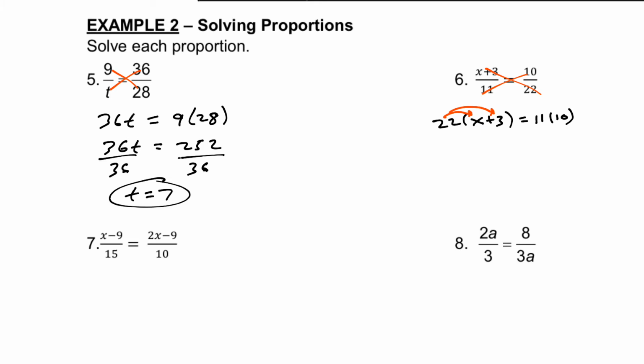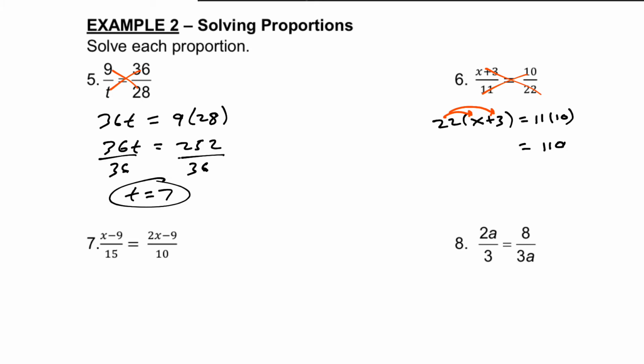Some of you might have noticed that the right-hand side of this is 110. And actually, you could have divided both sides by 22 because 22 divides evenly into 110. But if it didn't divide in there evenly, you wouldn't want to do that. You wouldn't want to divide both sides by 22. So I'm just going to go ahead and do it the way you're probably used to, and I'm just going to distribute the 22. That'll work fine.